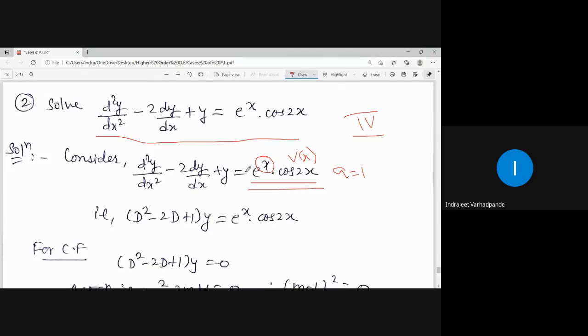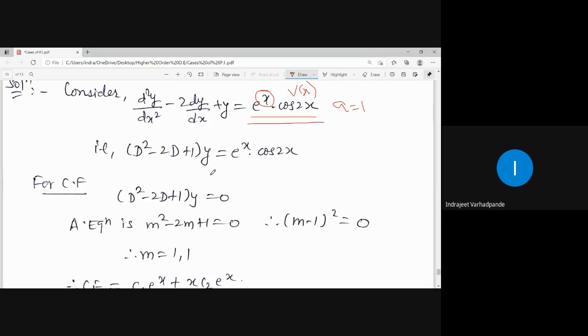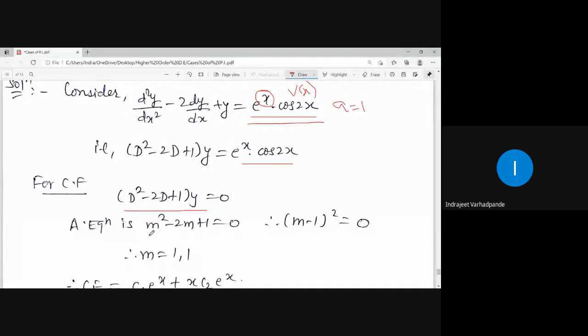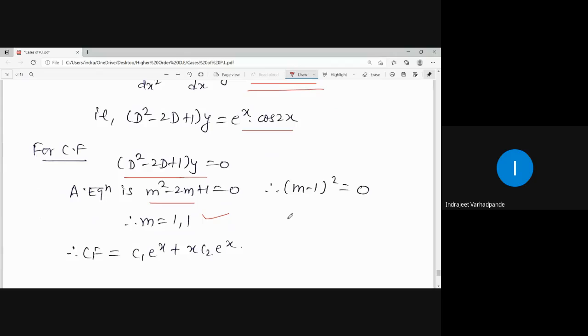So initially to calculate the first part of the solution, I will have d square minus 2d plus 1, convert it into the operator form. D square minus 2d plus 1 whole multiplied by y is equal to e to the power x into cos 2x. Then after doing so, we will be writing down the auxiliary equation. Auxiliary equation is given by m square minus 2m plus 1 equal to 0. That is m minus 1 whole square equal to 0. M is equal to 1 comma 1. The roots are real and equal.